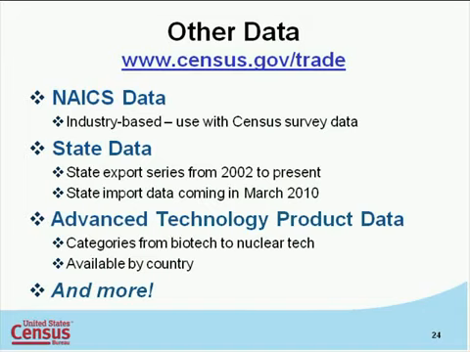Also available on the Census Bureau website are NAICS data, industry-based, where you can use the census survey data, the state data, which includes the state export series from 2002 to present, and state import data, which says coming in March, but it is actually available now. On the state data on the census.gov trade website, you will be able to identify the top 25 commodities for each state. This is for imports and exports. There is also advanced technology product data in categories ranging from biotech to nuclear technology.